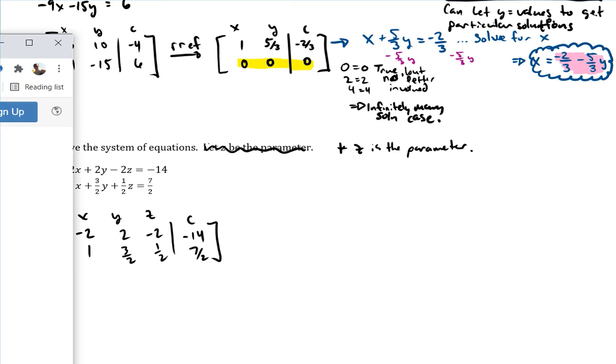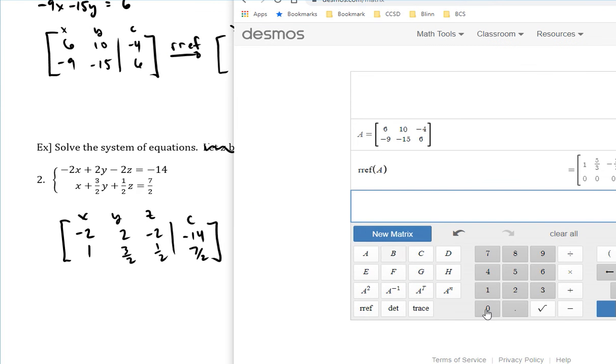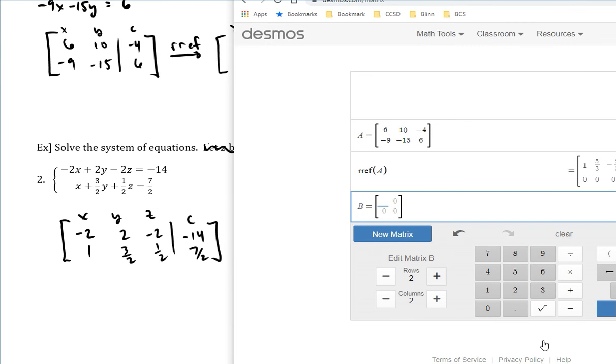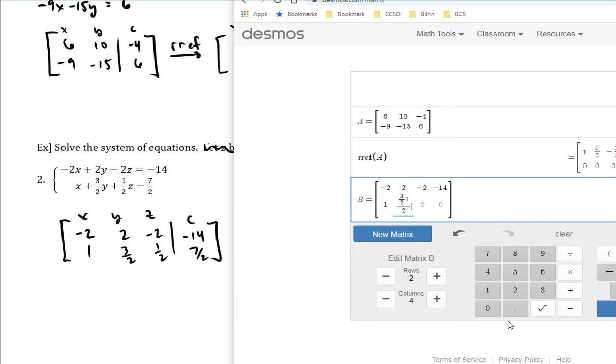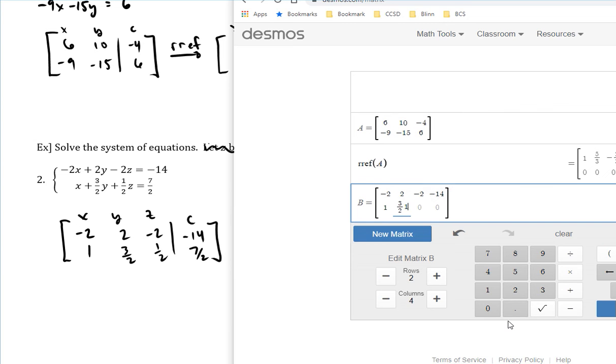All right, so again, I'm going to jump to the calculator because it's the easiest and fastest. I'm going to go ahead and do a new matrix, and we need 2 rows and 4 columns. And then we'll just type it in: negative 2, 2, negative 2, negative 14, 1, 3 divided by 2, 1 divided by 2. Oops, something didn't work there. Oh, I see. I'm just pressing tab, but it tabbed to the start of the fraction. So be careful. Again, always double check.